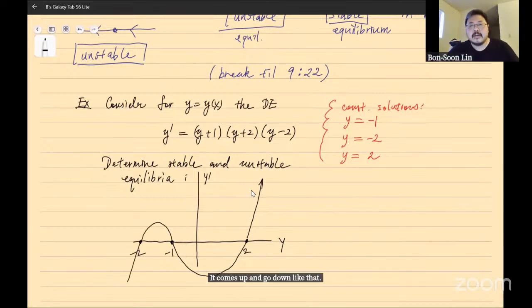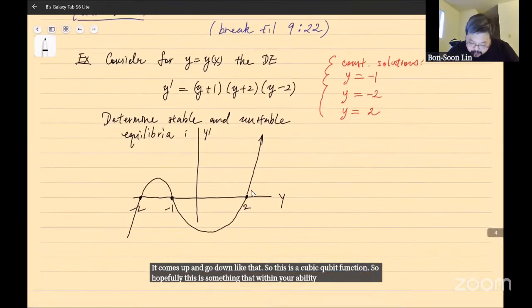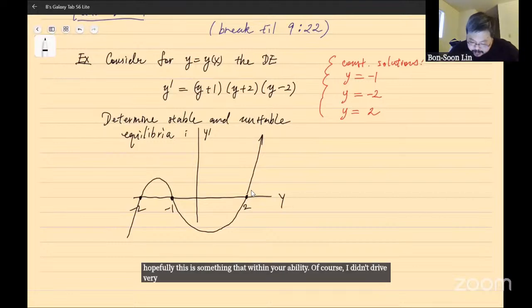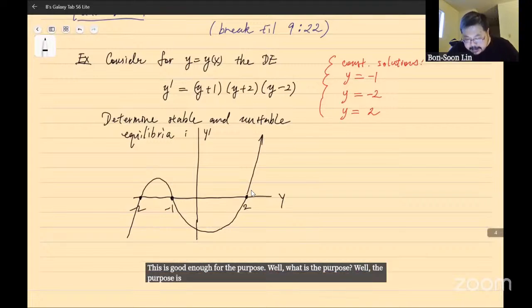So this is a cubic function. So hopefully this is something within your ability. Of course, it's not a very beautiful cubic. I'll give myself a C+ on this cubic, but it's good enough for the purpose. Well, what is the purpose? Well, the purpose is that we can now determine the directionality on the phase line.